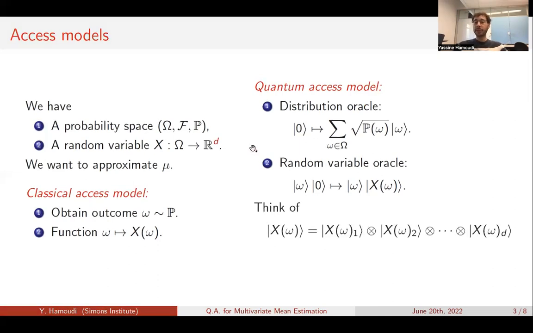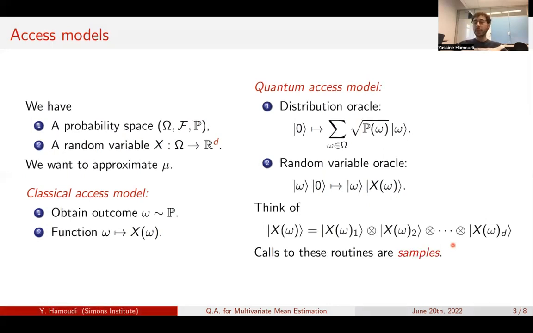As a simple observation, and by definition of our problem, observe that this element, x(omega), in practice is a vector of dimension d, meaning it is a tensor product of d basis states, each of which encodes a different coordinate of the input random variable.